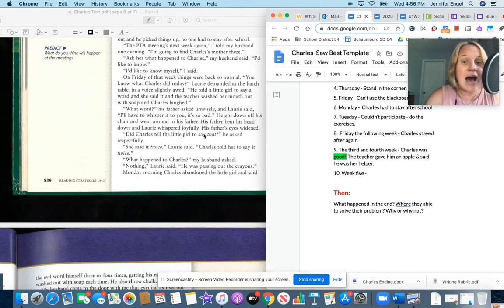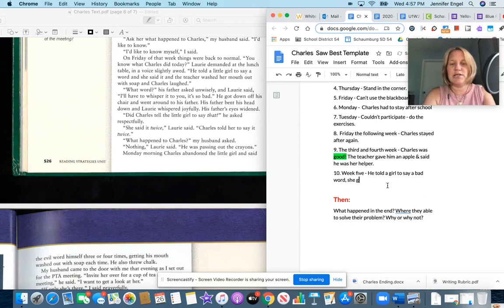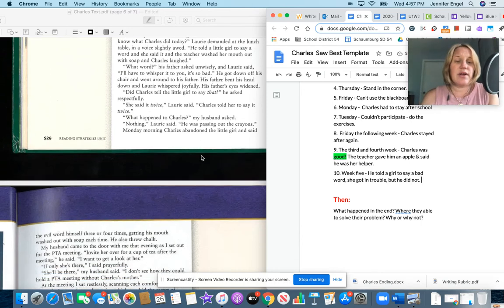His father's eyes widened. Did Charles tell the little girl to say that? He asked respectfully. She said it twice, Lori said. Charles told her to say it twice. What happened to Charles? My husband asked. Nothing. So he told a girl to say a bad word. She got in trouble, but he did not. Nothing. He was passing out the crayons.